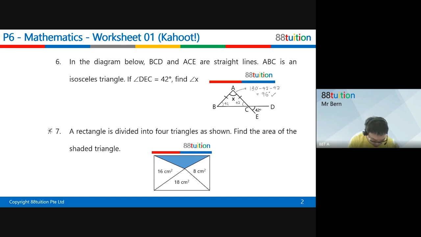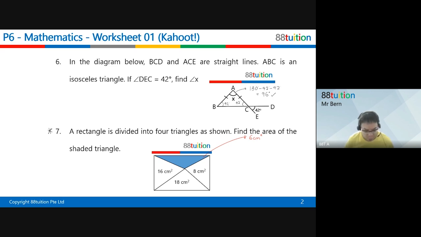So just to let you know, yes, Aiden's answer is correct. Aiden came up with the answer first, so I must credit him. The answer is actually 6 cm squared. You're right. But some of you don't know the trick to it.